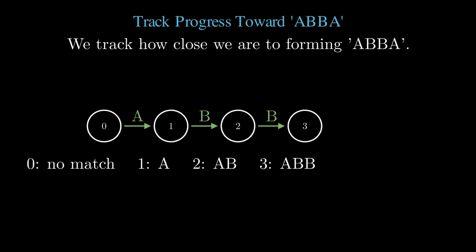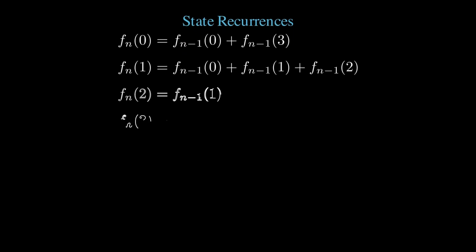By keeping track of these states as we add letters, we can avoid counting words that would complete the forbidden pattern. Notice how each state transitions when we add either A or B. This setup is key for building our recurrence. Now let's write equations for each state. Record the number of valid words of length n ending in state i as f sub n of i.